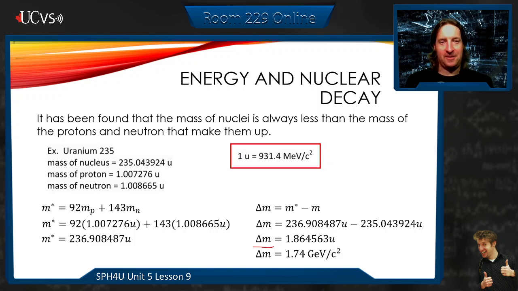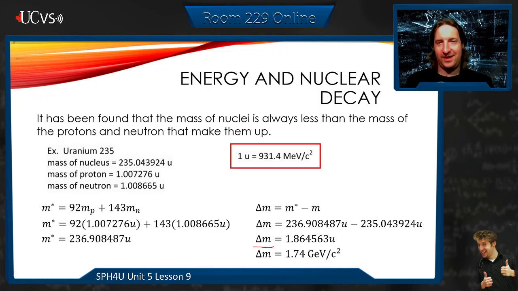So we can measure it as a mass here, or as a mass equivalence. That's equivalent to 1.74 giga-electron volts. 1.47 giga-electron volts is holding the mass together. We call this the binding energy of our atom.